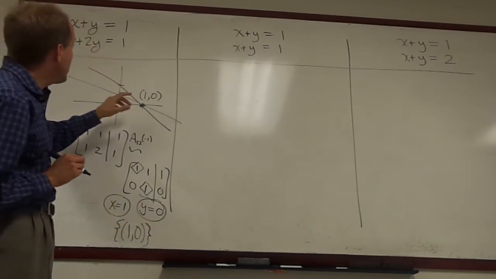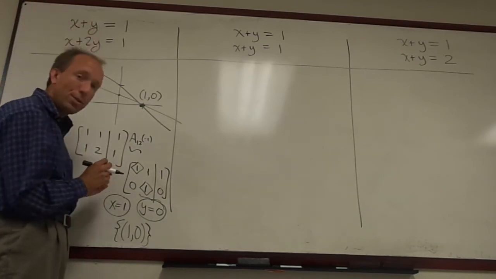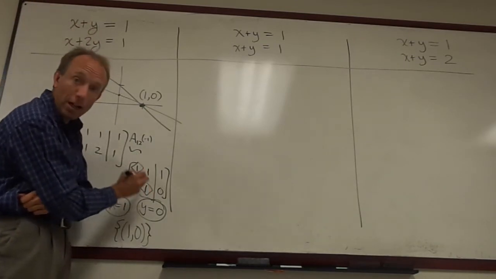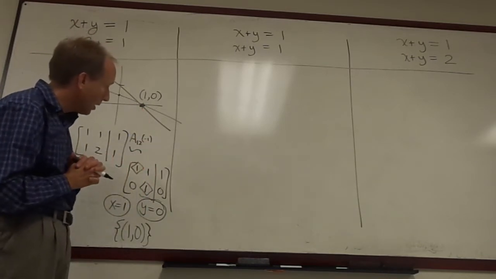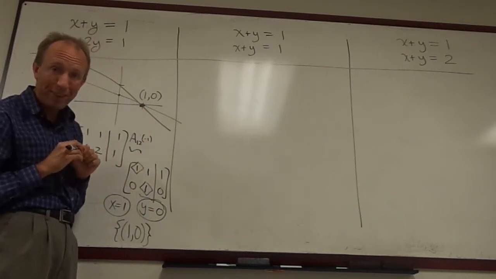Okay? So this is the situation when we get exactly one solution. There's a pivot in every column, to the left of that bar anyway, there's a pivot in every column. Okay, no free variables.